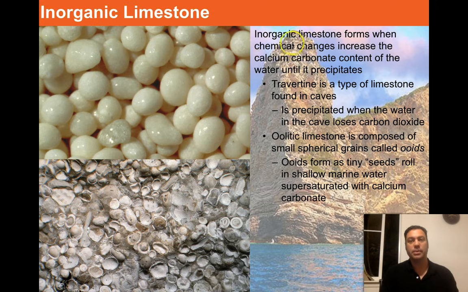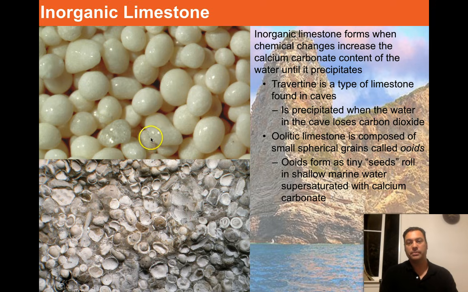So what causes them? Inorganic limestone forms when chemical changes increase the calcium carbonate content of the water until it precipitates. So travertine, for example, is a type of limestone found in caves. It's precipitated when the water in the cave loses carbon dioxide. So when the carbon dioxide leaves, that precipitates the formation of limestone on the caves.